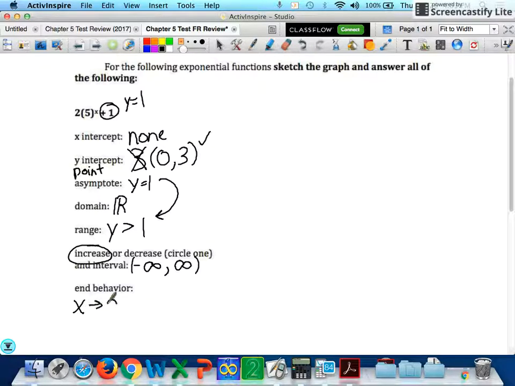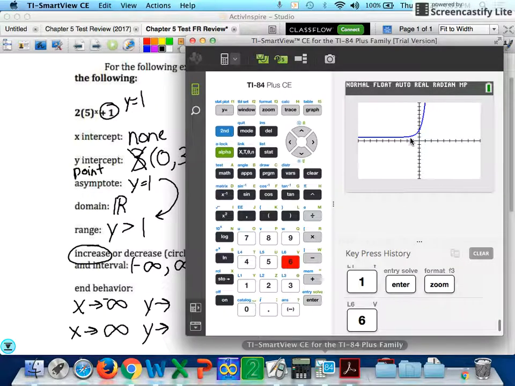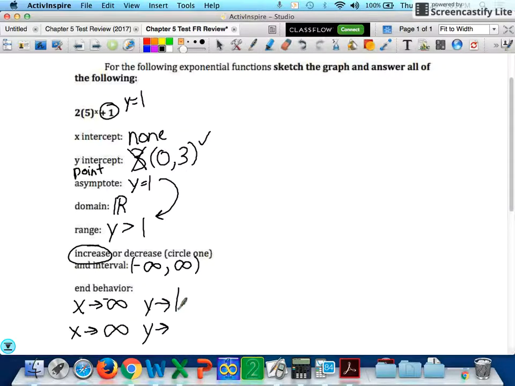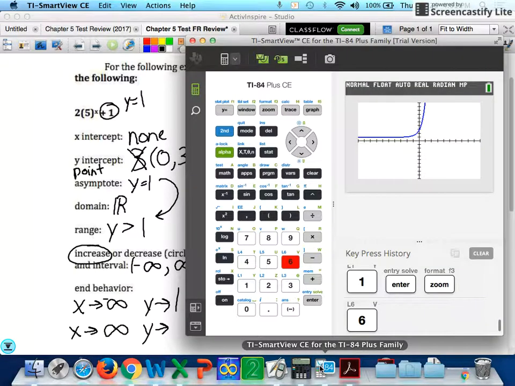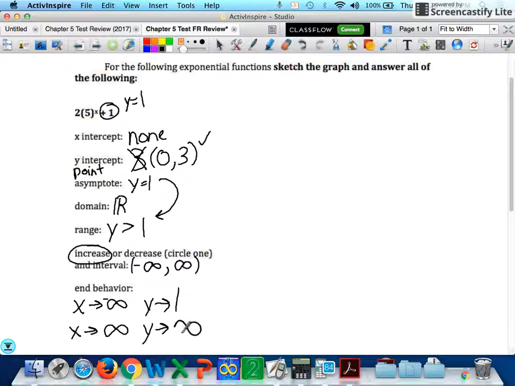As x approaches negative infinity, as x approaches positive infinity, we want to know where y is going. Okay? On the left side of my graph, it's leveling off at the asymptote of 1. On the right side of my graph, it's going up forever, so it's going to positive infinity. Okay?